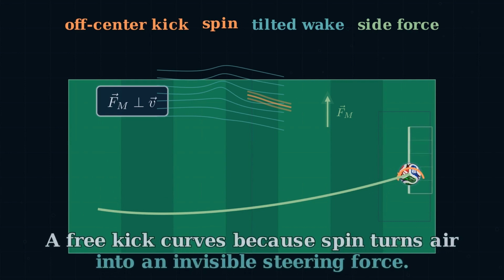That is why a shot can start outside the goal and come back inside the post. Not because the ball decides to turn, but because spin makes the surrounding air push it there. A free kick curves because spin turns air into an invisible steering force.